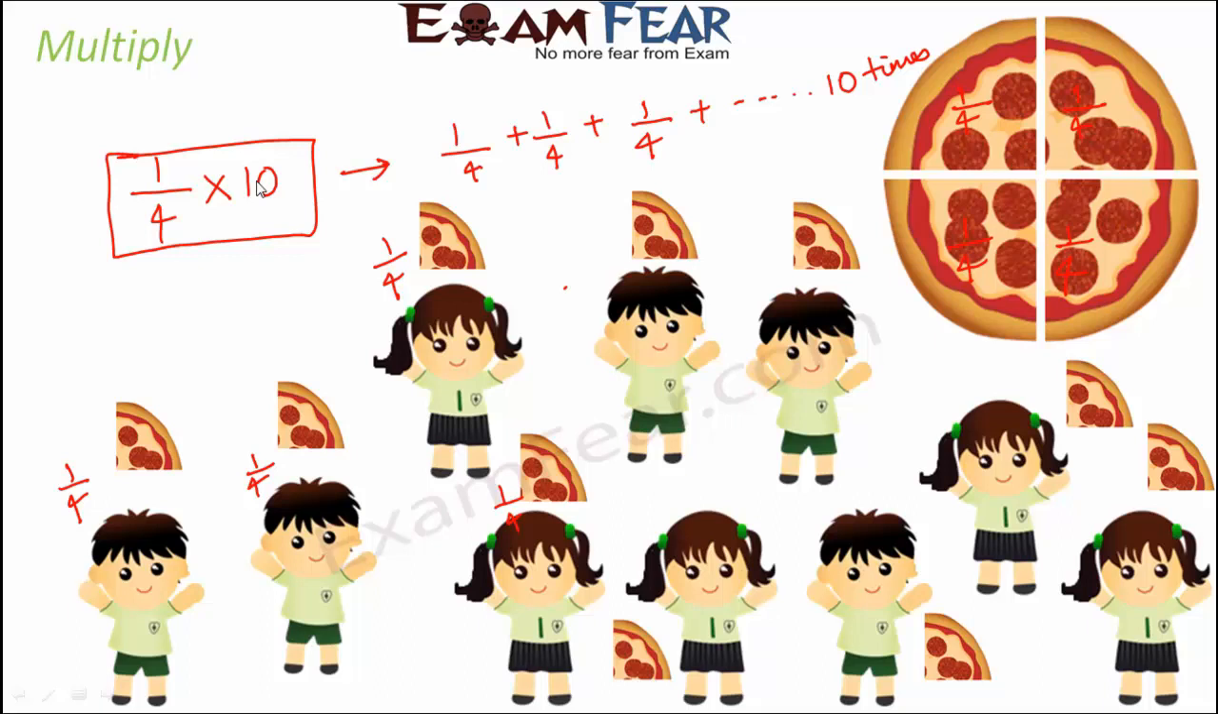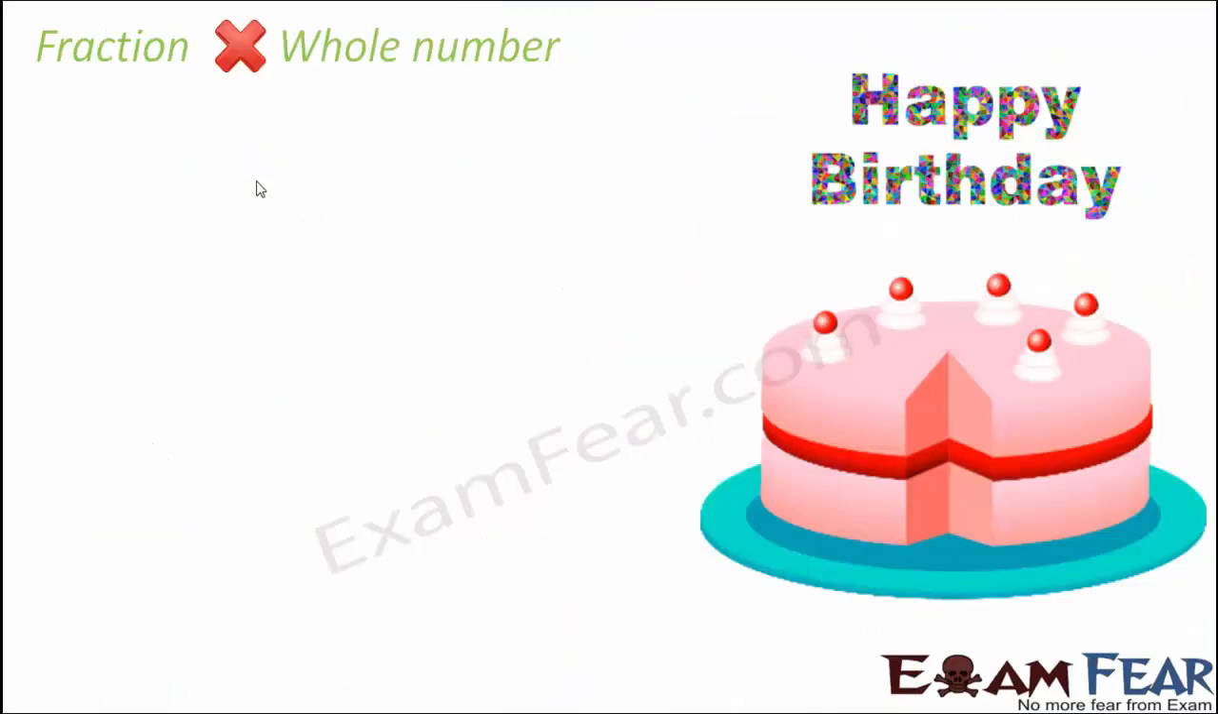Now, the question here is, how do we multiply? That is what we are going to learn here: how are we going to multiply numbers involving fractions? Let us first understand how to multiply a fraction with a whole number. Like the example in the previous slide, 1 by 4 was a fraction and 10 was a whole number. So how do we multiply a fraction with a whole number?